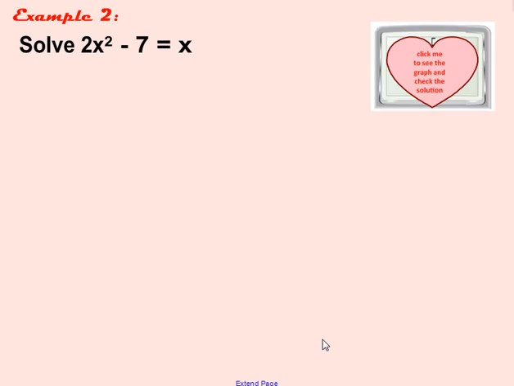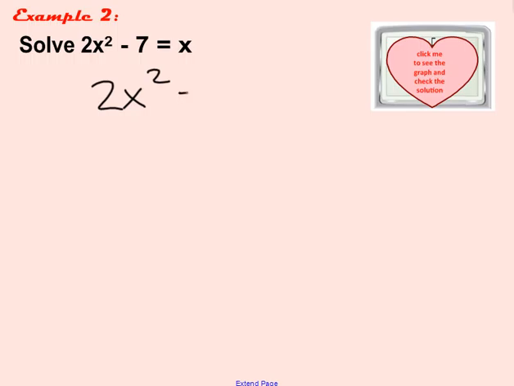Example number 2. Now, if you wrote down the first one, I'd recommend you just watch the second. If you did not write down the first one, it would probably not be a bad idea to go ahead and write down the second one. We'll start with the same process. We need to get it into standard form.